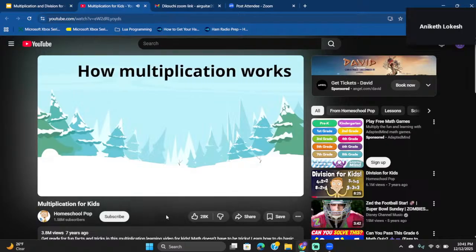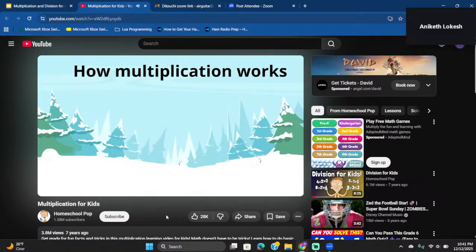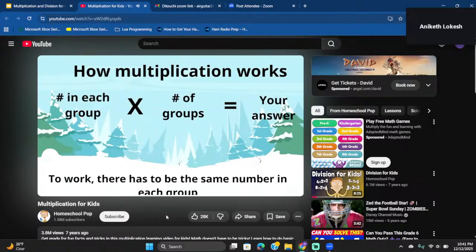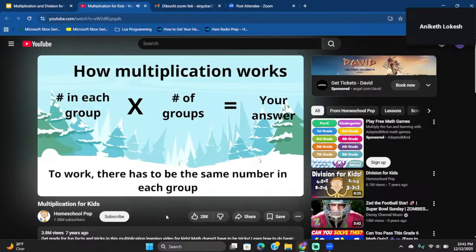Okay, so here is how multiplication works. So we put the number that's in each group, and then we put this x, which means times, and then the number of groups. So that tells us how many times that number is going to show up, and then we add them all together, and you've got your answer. Isn't that cool? And just a side note, to work, there has to be the same number in each group.